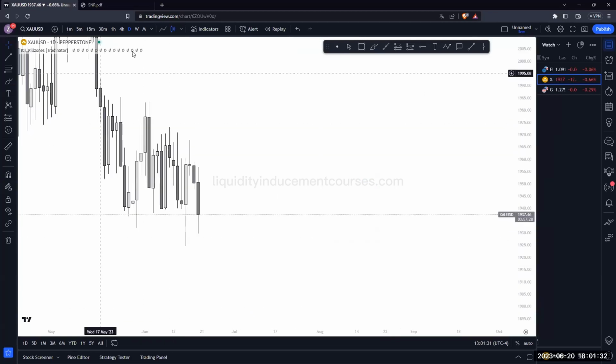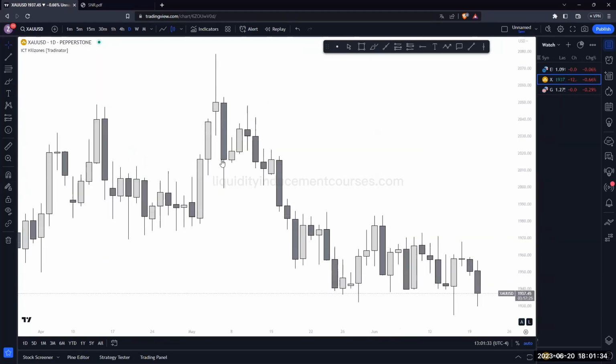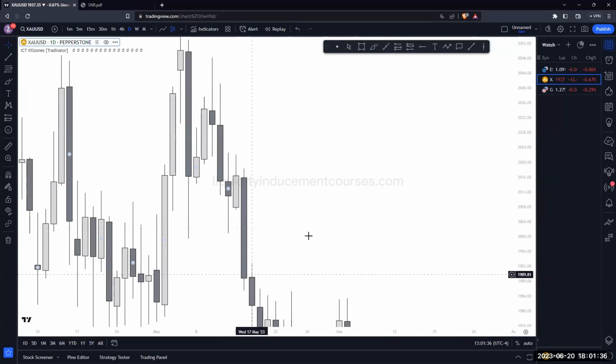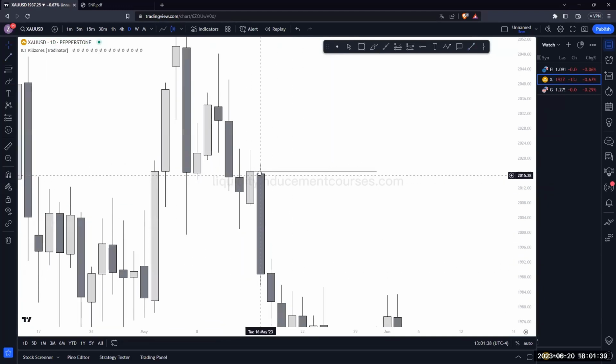Let me give you some examples. A bullish candle, a bearish candle, mark the closing. Do not mark the opening.